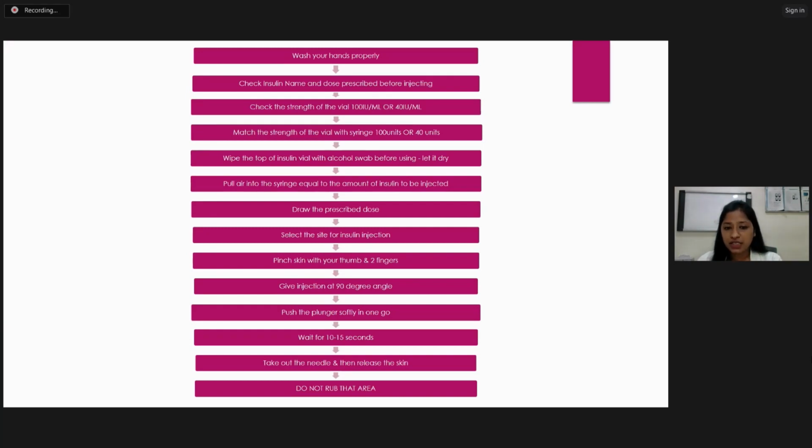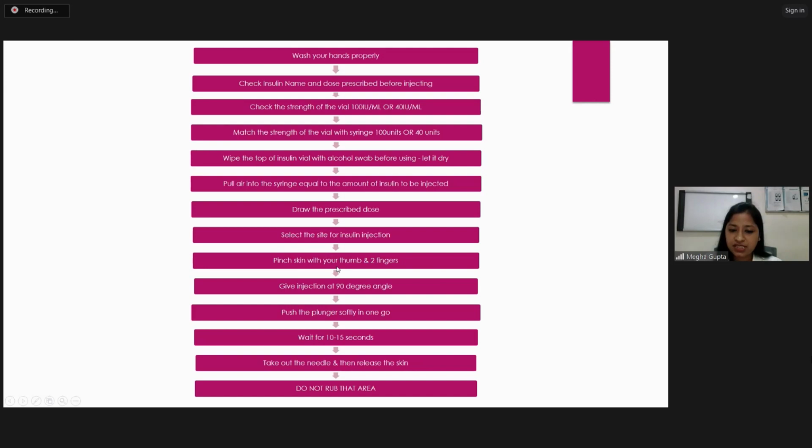Wipe the top of the insulin vial with the alcohol swab and let it dry. Pull out the air. They have to take the air first. Like, if they are prescribed 10 units of insulin, they first have to take 10 units of air and put that air in the vial, and then take out the insulin in the syringe.